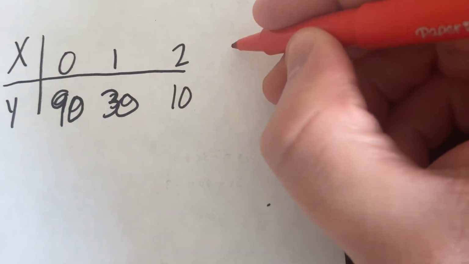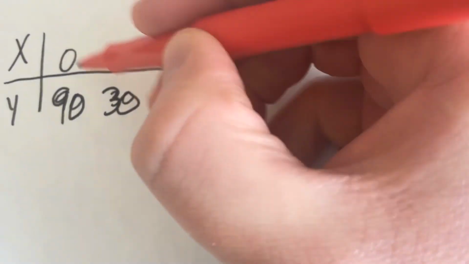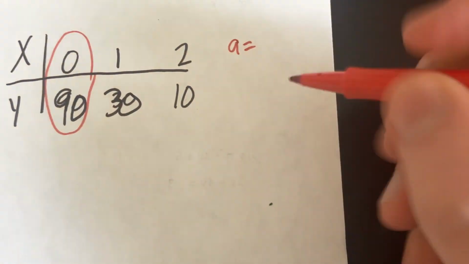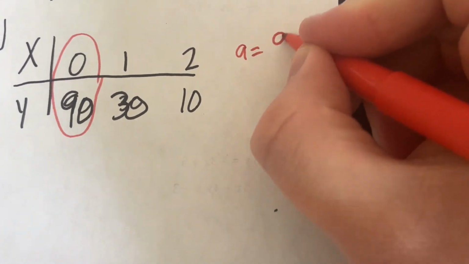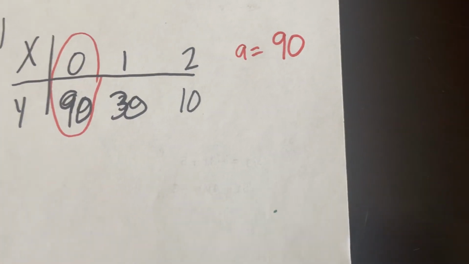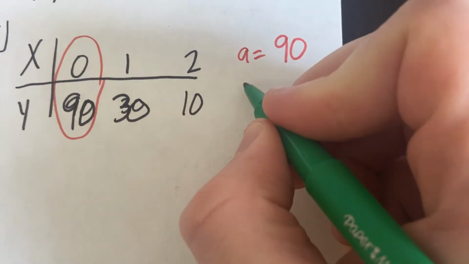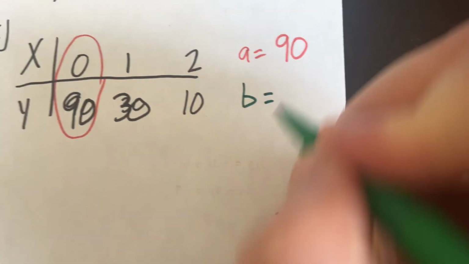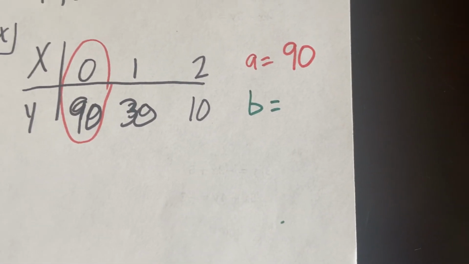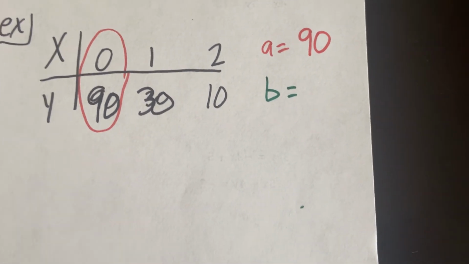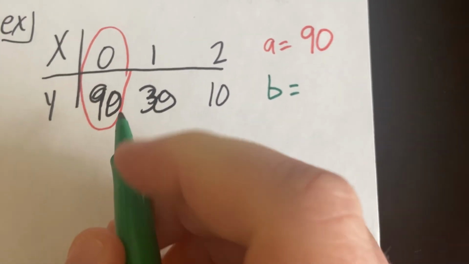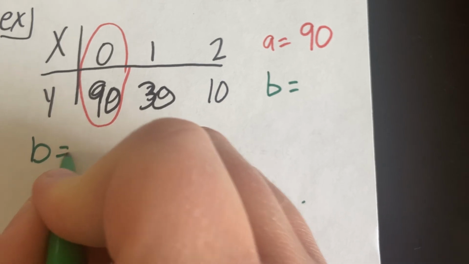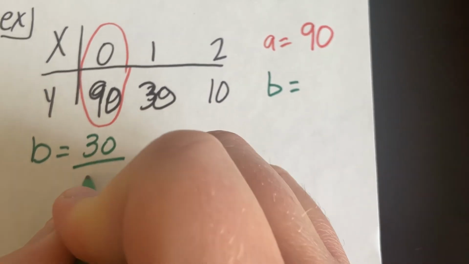So let's lay it out. Again, my a value, okay, should be easy to see that x is 0. My a is 90. Okay, now we got to find that b value. Okay, what am I multiplying by to get from one number to the next? Again, pick consecutive numbers. Just simple enough. Pick the first two that you see. So b is equal to 30 over 90.